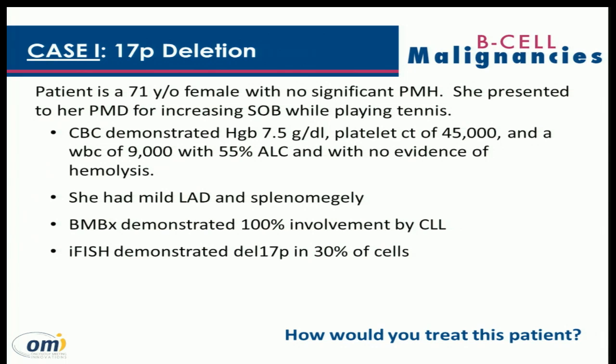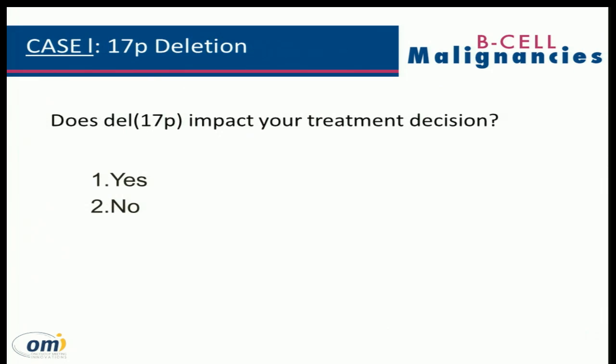So remember this case. Now you've heard about an hour and a half of talking about this. But we have this patient. It's a 71-year-old, no past medical history, presents with increasing shortness of breath. So a symptomatic patient who obviously was pretty healthy starting because she was playing tennis. Comes in anemic, thrombocytopenic, elevated white count, some mild lymphadenopathy, splenomegaly, but obviously reasons to potentially treat. Bone marrow, 100% involvement with CLL. She does have the del17p mutation, in 30% of her cells. So go to the questions again.